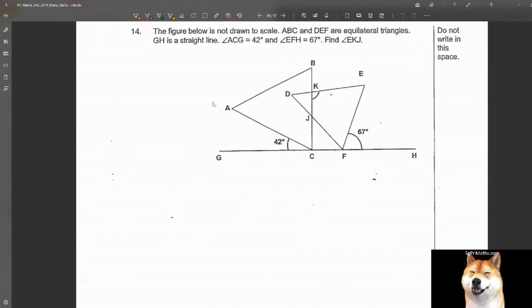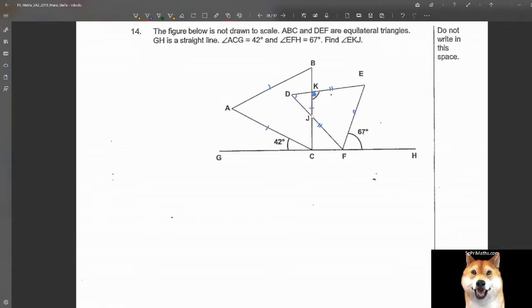Question 14. The figure below is not drawn to scale. ABC is equilateral, and DEF is also equilateral. Equilateral means the angles inside the triangles are 60 degrees. GH is a straight line, ACG is 42, EFH is 67. We need to find EKJ, which is here. One way we can do this is to find this angle here, which is on the same line as this angle. This we know already, which is 60, because it's part of the equilateral triangle.